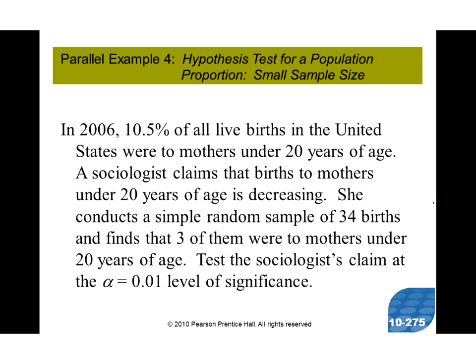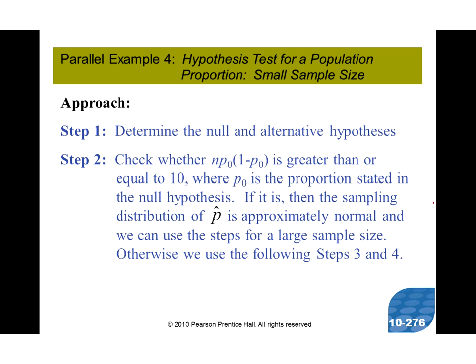In 2006, 10.5% of all live births in the United States were to mothers under 20 years of age. A sociologist claims that birth to mothers under 20 years of age is decreasing. She conducted a simple random sample of 34 births, finds that 3 of them were to mothers under 20 years of age. Test that claim at the alpha 0.01 level of significance.